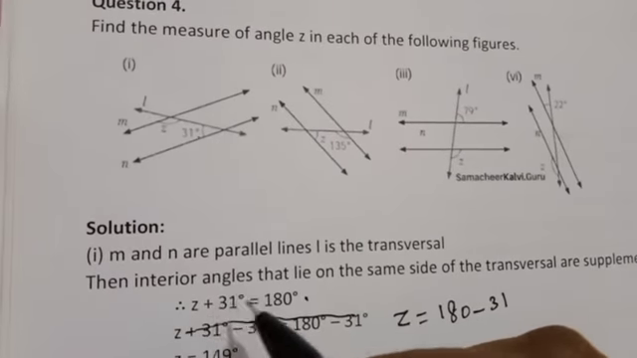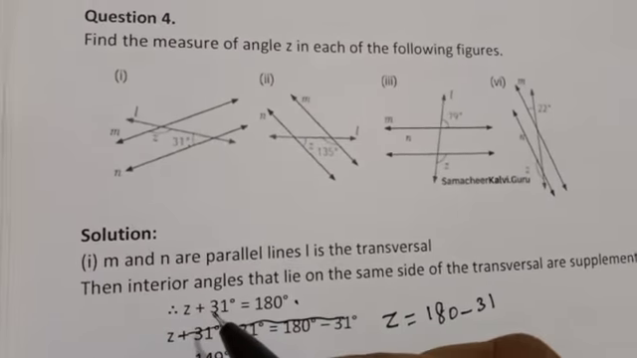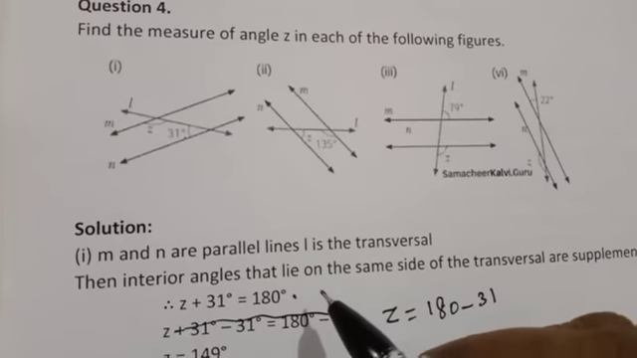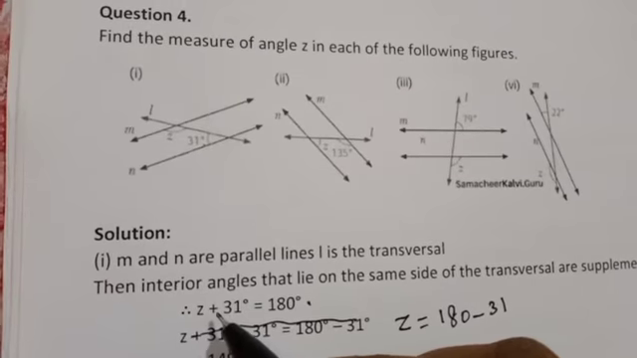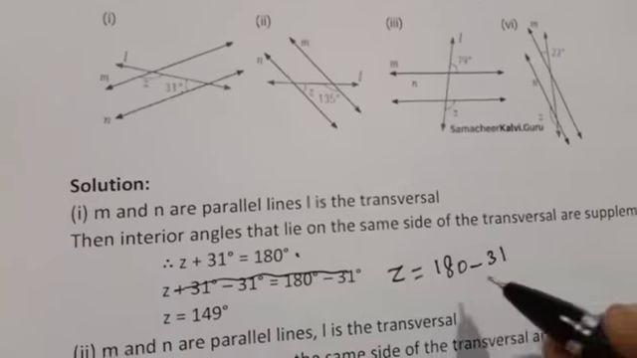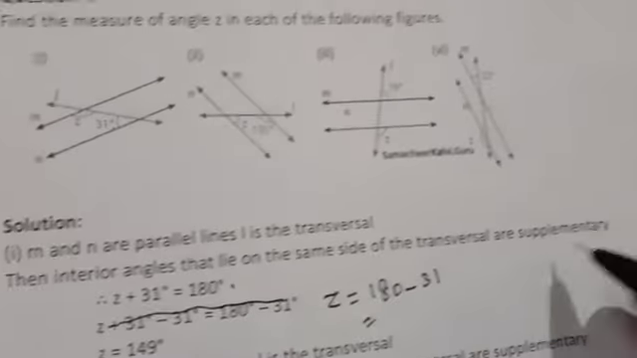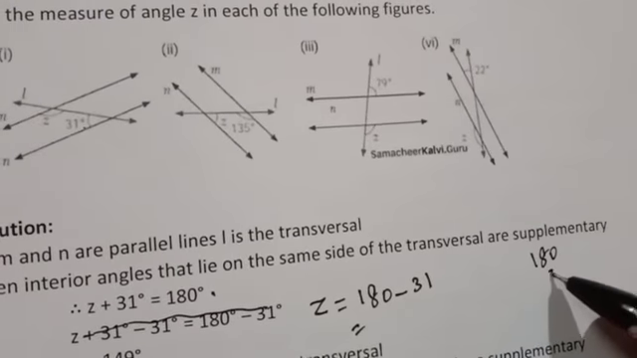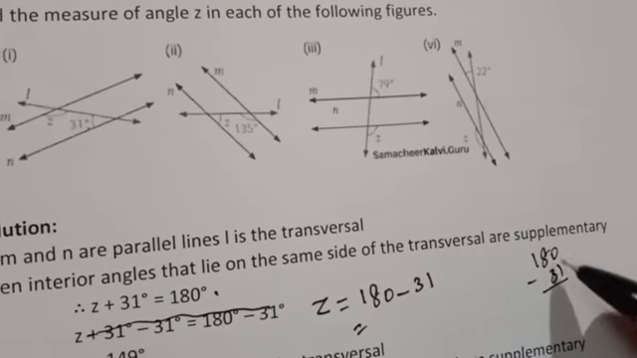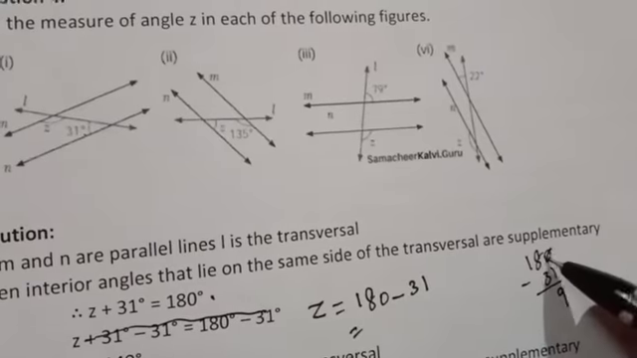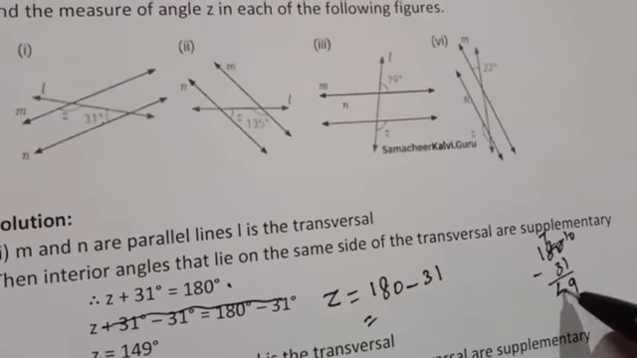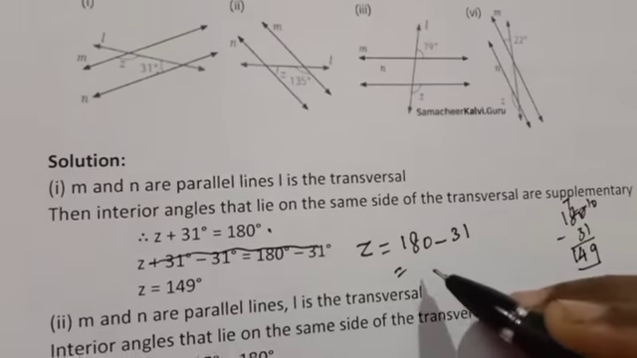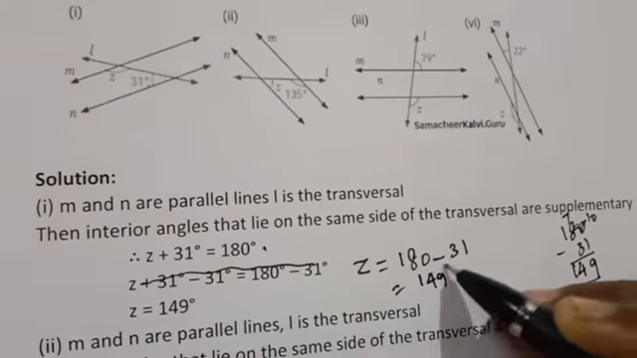Transpose this 31 to this side. Left hand side value transposed to right hand side changes its sign. Okay, so plus 31 becomes minus 31. So that is equal to 180 degree minus 31. Normal subtraction. 10 minus 1 is 9. For it is 10, it is 7. 7 minus 3 is 4. So 149 degree.